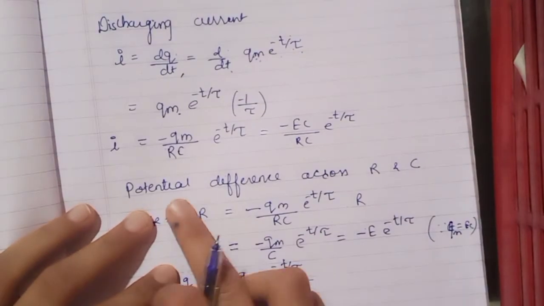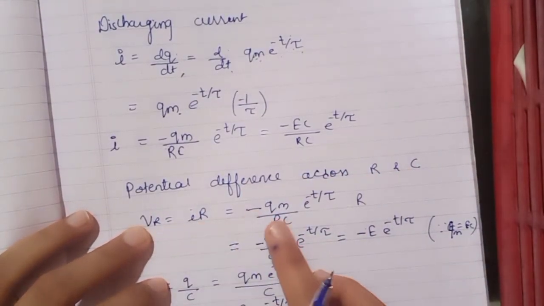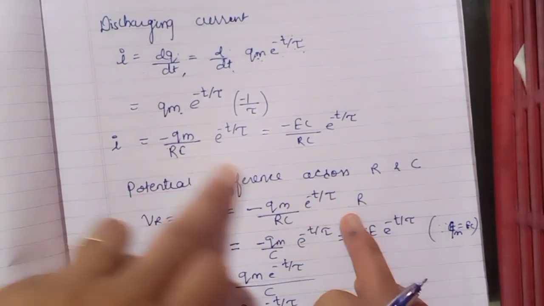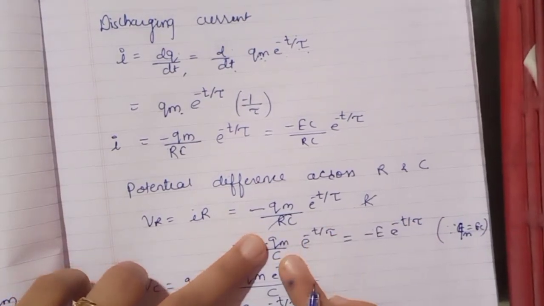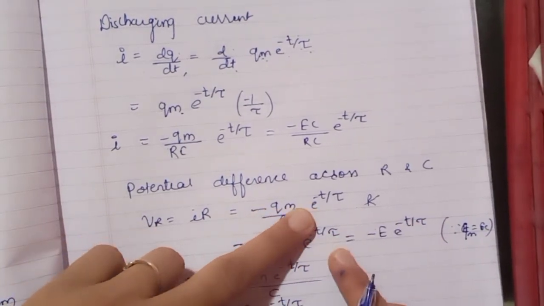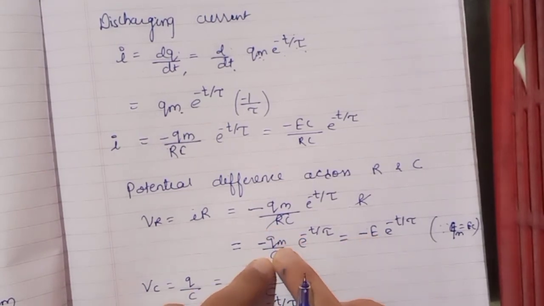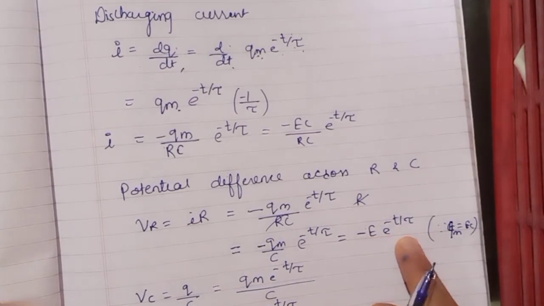The potential difference across R, VR equals I into R. The value of I is minus Qm e raised to minus t by tau upon RC, into R. One R will get cancelled. So I get minus Qm upon C e raised to minus t by tau. Qm is EC, so EC by C, the C's get cancelled, and I get minus E e raised to minus t by tau.